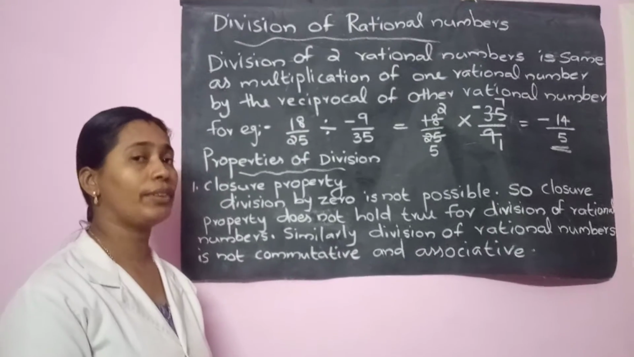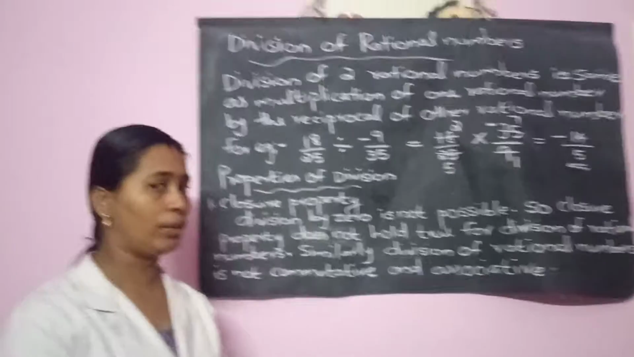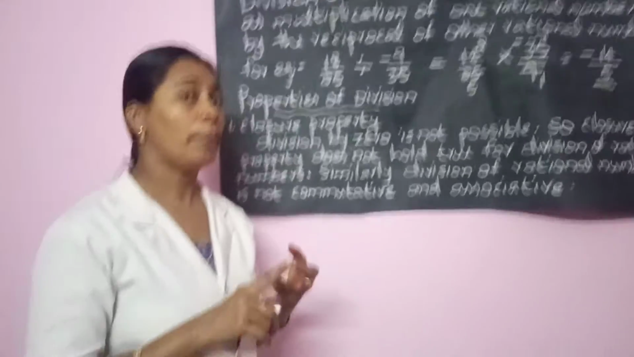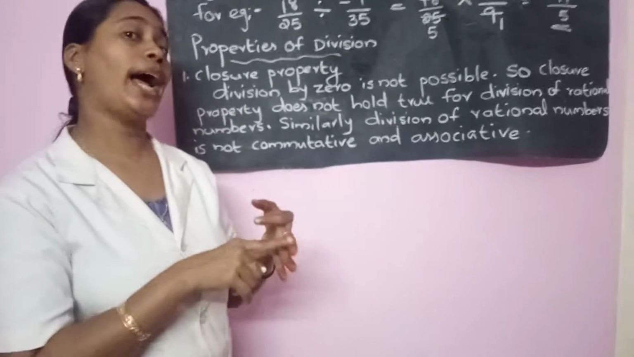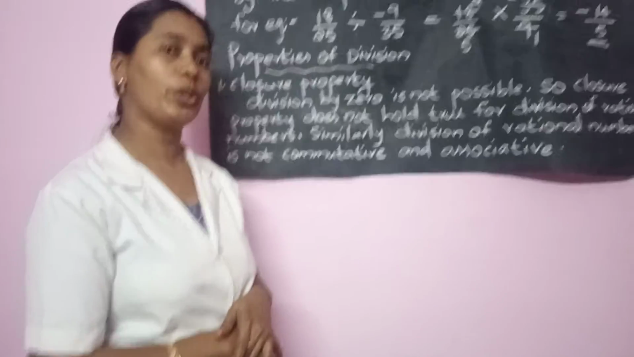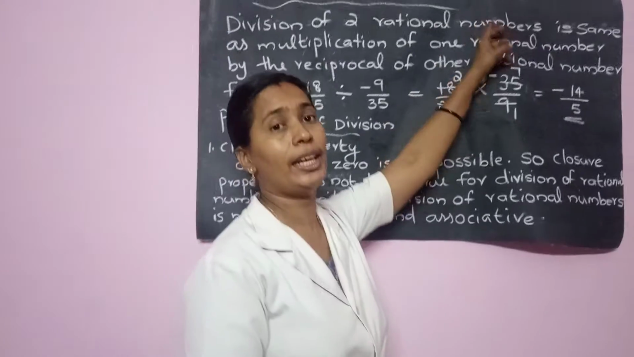In the last class, we discussed the four operations on rational numbers: addition of rational numbers, subtraction of rational numbers, multiplication of rational numbers, and their properties that we have studied. Next, we are moving to another topic, that is division of rational numbers.